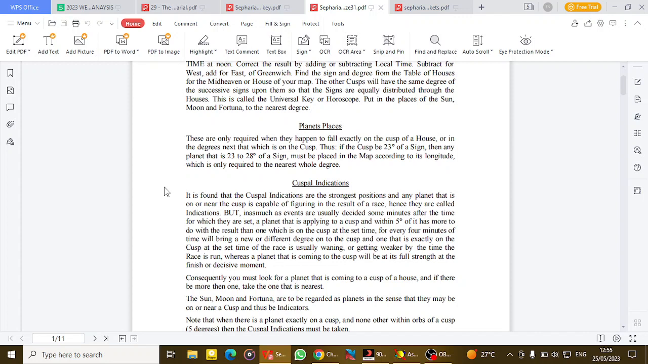But inasmuch as events are usually decided 1 minute after the time for which they are set, a planet that is applying to a caps, within 5 degrees of these caps, has more to do with the result than one which is on the caps at the set time. So I'll highlight this. This is my point.